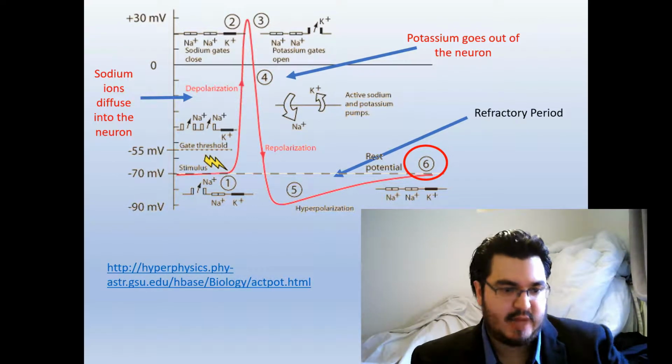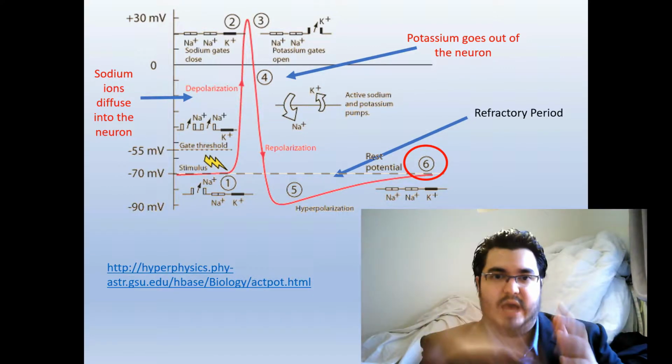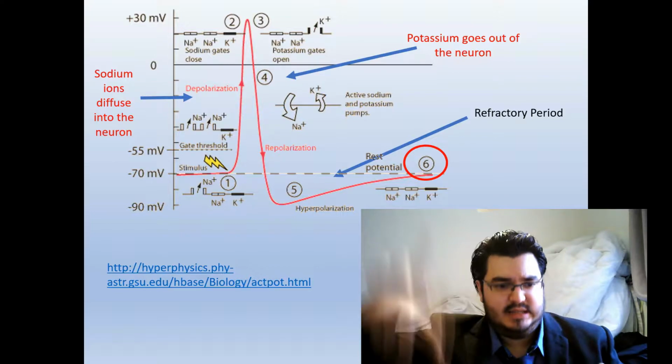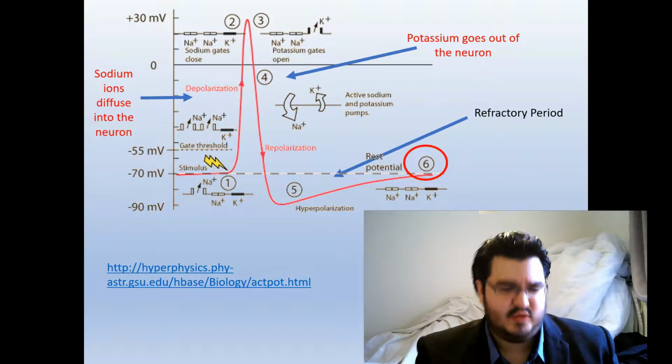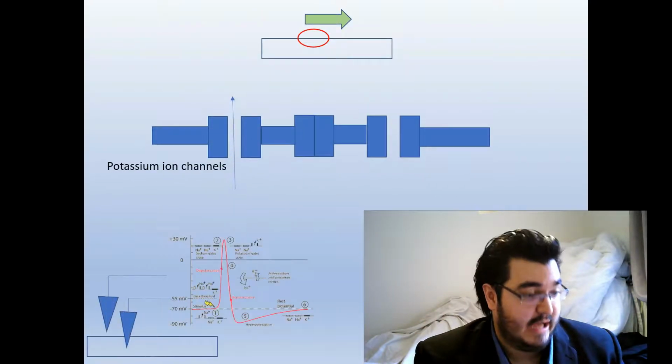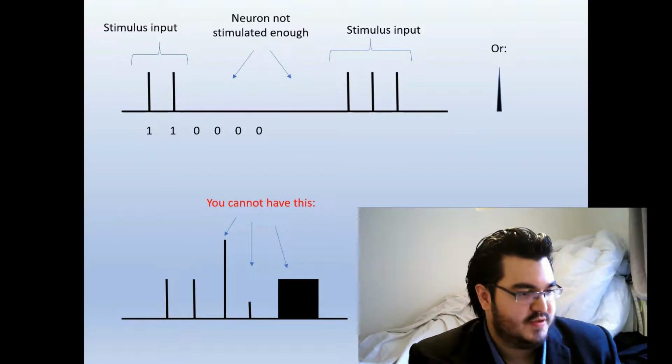And then there's a hyperpolarization, a refractory period, during which you cannot have another action potential. You have to wait till the end, says at the end here 6, you have to wait till you get back to the resting potential. That's important, and we'll look at why now. So there you go. These are ion channels, open and closed.